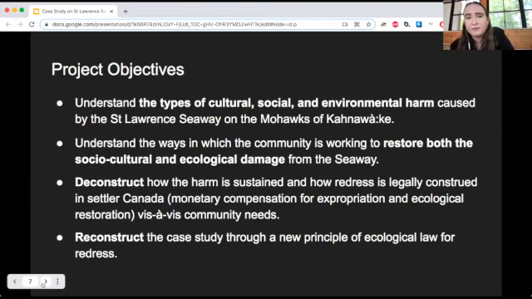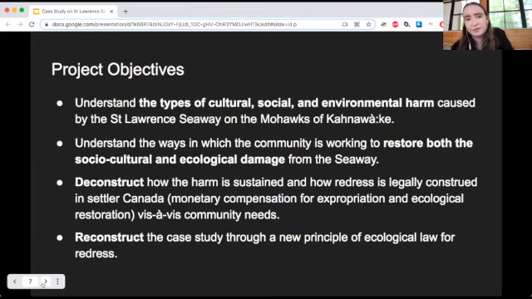We'll also be wanting to understand more about this restoration project that's ongoing. Once again, informed by community needs and interview data, we'll be looking to understand exactly how things are progressing, look at what the government has done so far, and consider what redress through ecological law might look like in the future.